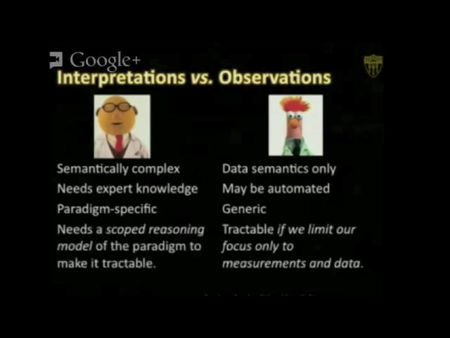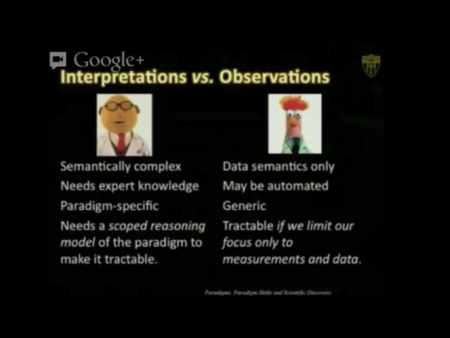And so the idea is that the way in which we look at these two different situations has to be a little different. In order to make interpretations tractable, you want a scoped representation of the paradigm that allows you to reason within the structure of that paradigm effectively. Whereas if you're working with observations, as long as you keep it restricted to data and measurements, then it's tractable. You can calculate all sorts of statistics and statistical effects quite happily. Okay, so that's an important distinction to make.